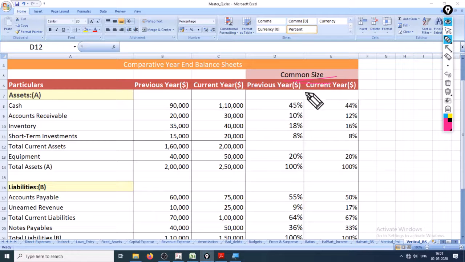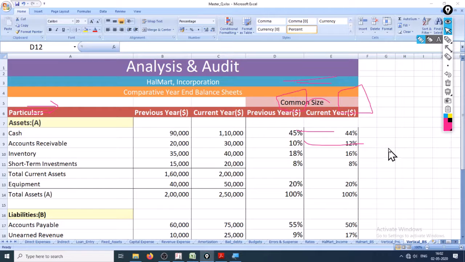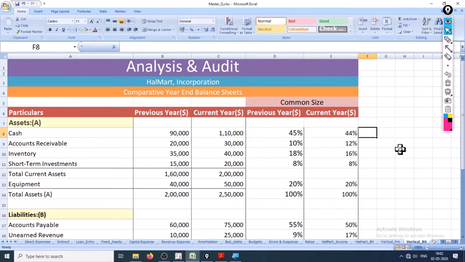That is the common size of each and every balance sheet line item. Okay, so cash was 45% in the previous year, now it is 44% of the total asset. Where there is a big change, let's analyze where there is a big change. Okay, and I'll see if there's a way to do it. Plus this minus this.